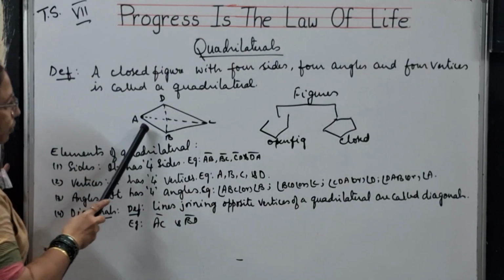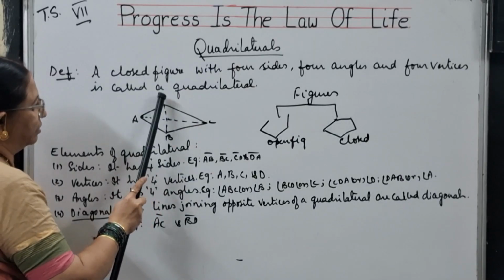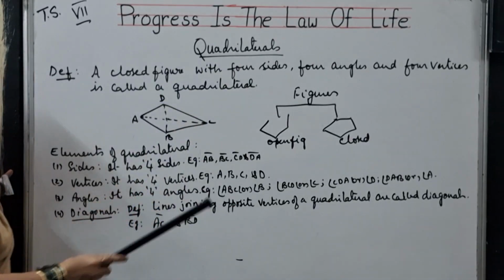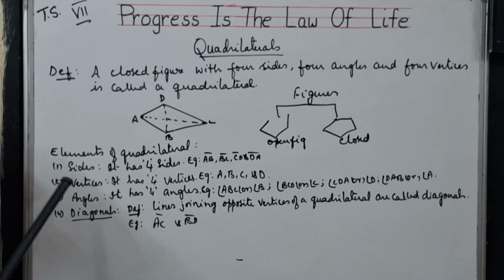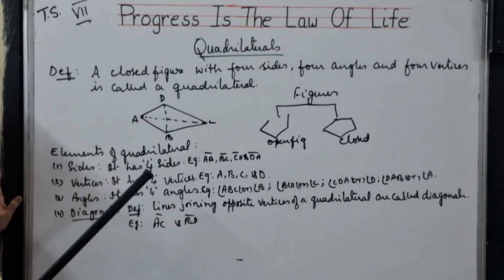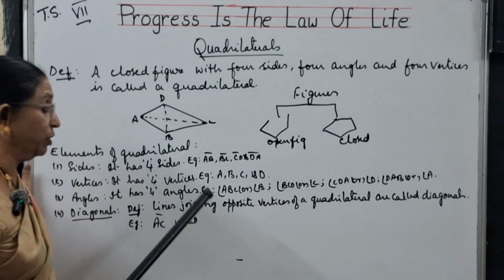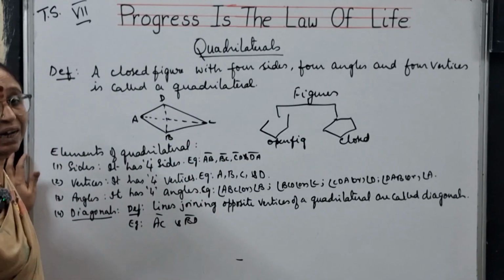See here. 1, 2, 3, 4 sides are there. Four angles, and these are all four angles and four vertices are there. This is the definition of closed figure. And what are the elements of closed figure? Elements means what does it contain? Like in a triangle, you have learnt what the elements of a triangle are. It has three sides, three vertices, three angles.